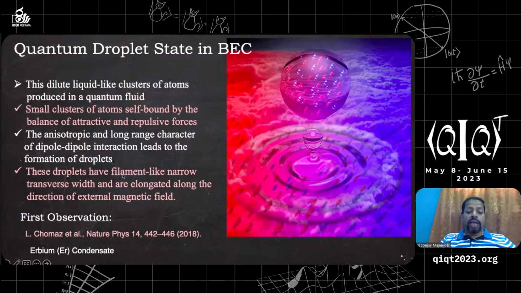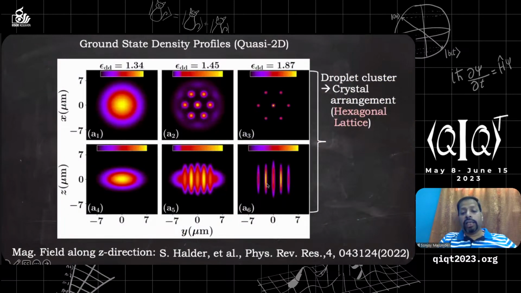So these droplets are filament-like with narrow transverse width, and an important point is that you can orient them along the direction of the external magnetic field. Like here, the magnetic field, as I said, is along the z direction, so the droplets are along the z direction. Depending upon the orientation of the magnetic field, you can orient them. That's the important feature, the quantum control which I was talking about. This is the real demonstration of quantum control using the external field.